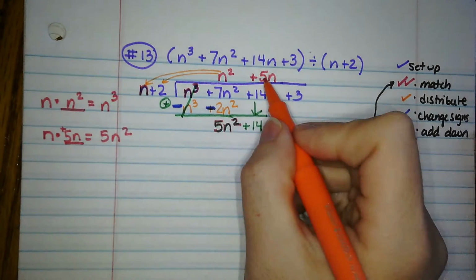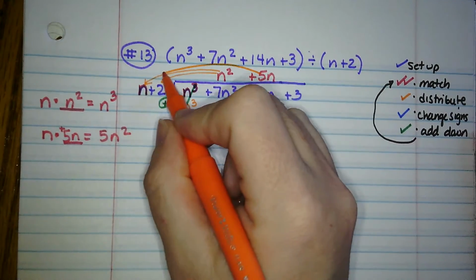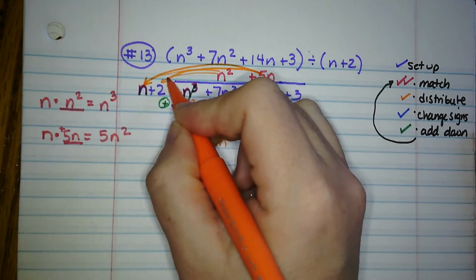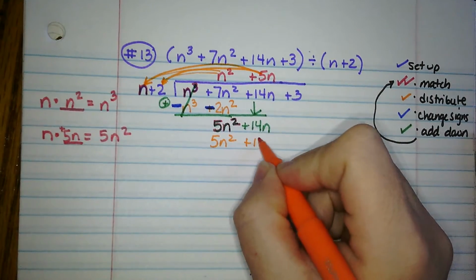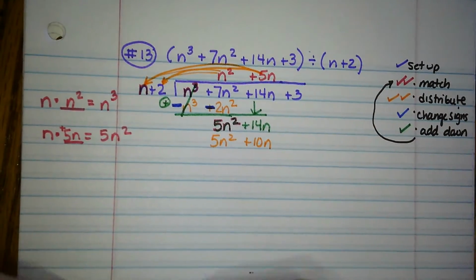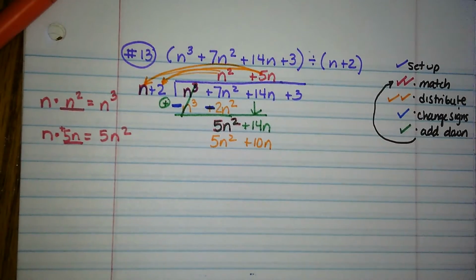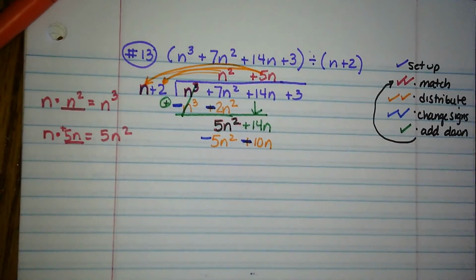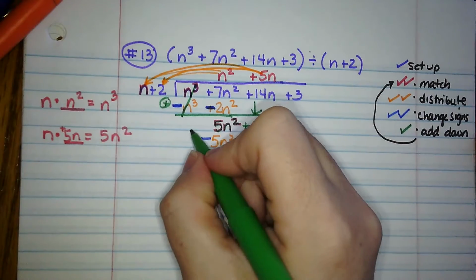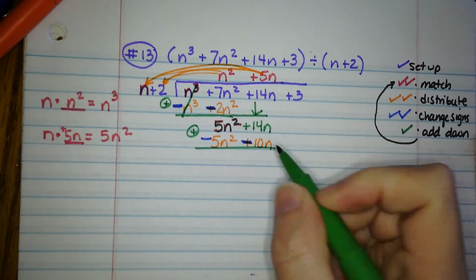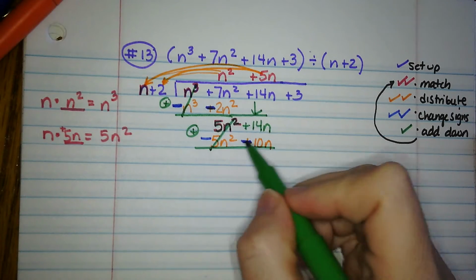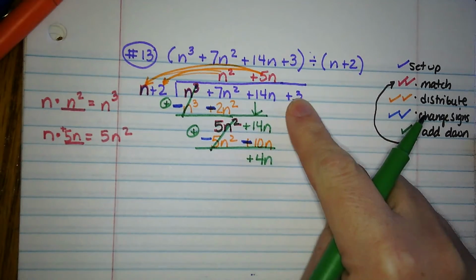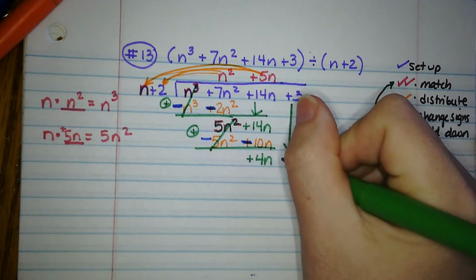Back to distribute. I have to take this positive 5n and I'm going way outside with it. 5n times n is 5n squared, and 5n times 2 is 10n. Distribute step done. I've got to change the signs. Make that a negative, make that a negative. Done. And then in our last step, we've got to add down. So I'm going to take my plus sign, draw a little line, these cancel, and 14 plus negative 10 is positive 4n. Look to your right. Oh snap, we've got a new one. We're going to bring down that plus 3.